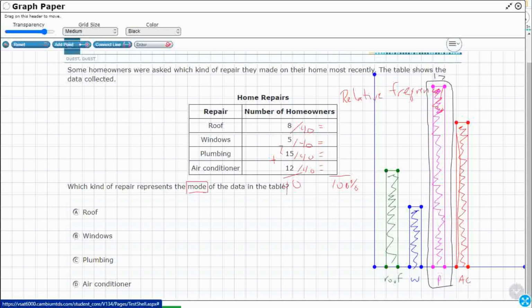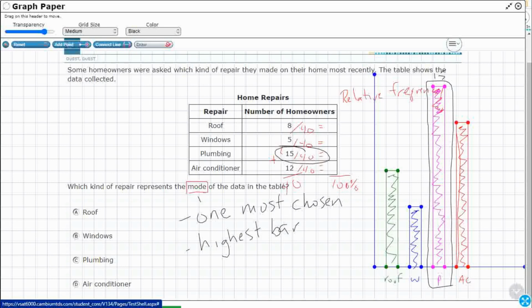So that's it. That's all we're looking for. The mode is the one most chosen. We can say it like that. You could also say it has the highest bar if we're looking at it in a bar graph. And so all you got to do is find that highest number, plumbing. And that's what that mode is.